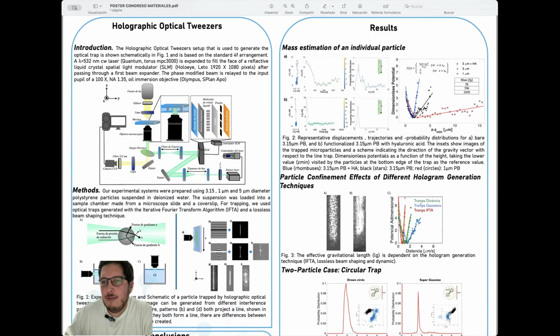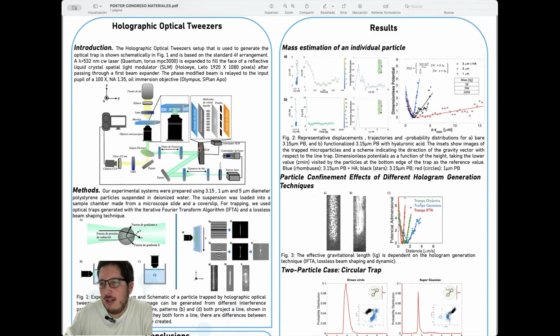so how do we actually create these traps? Let me walk you through our setup, which you can see in the schematic in this figure. We start with a green laser, which provides the light for our tweezers. The beam is expanded to cover the most important component of our system, the spatial light modulator.